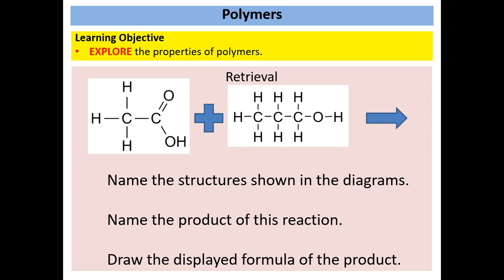So before we do, for our retrieval task today, we're going to just go back to what we did last week and look at this equation. So the first thing I want you to do is name the two different structures. So remember, the easiest way to do this is to count how many carbon atoms you've got and then look for the functional group. So name the two compounds, then give the name of the product of this reaction.